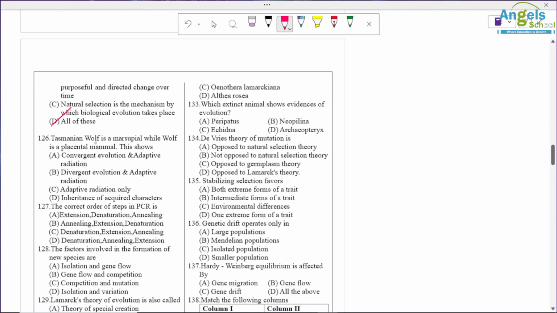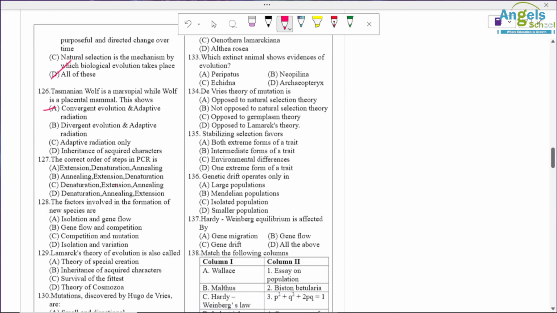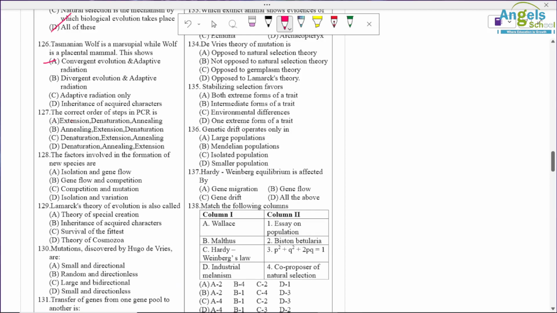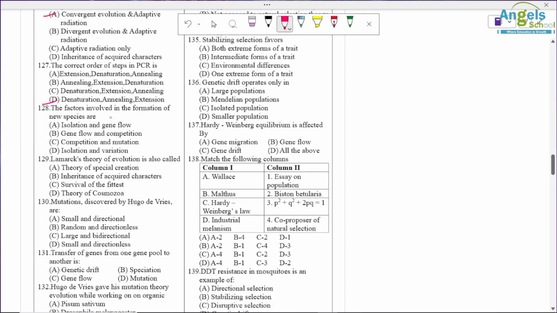Tasmanian wolf is a marsupial, while wolf is a placental mammal. This shows convergent evolution and adaptive radiation. The correct order of steps in a PCR: denaturation, annealing, and extension are the correct order. D option is correct. The factors involved in formation of new species are isolation and variation.